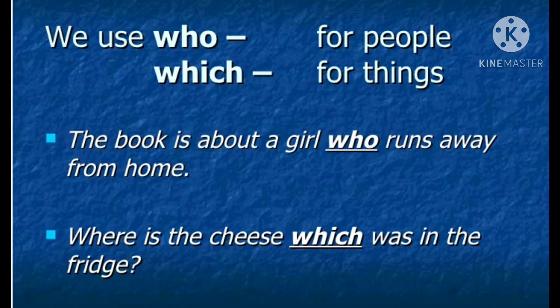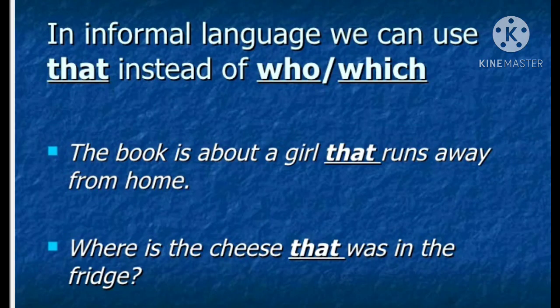If we take these 2, the book is about a girl runs away from school, or where is the cheese was in the fridge? There is no meaning. So, 2 separate sentences we can join with relative pronouns. Okay. And again, in informal language, we can use that instead of who and which. The book is about a girl that runs away from home. Where is the cheese that was in the fridge? We can take in informal language. In the formal language, who and which are used.